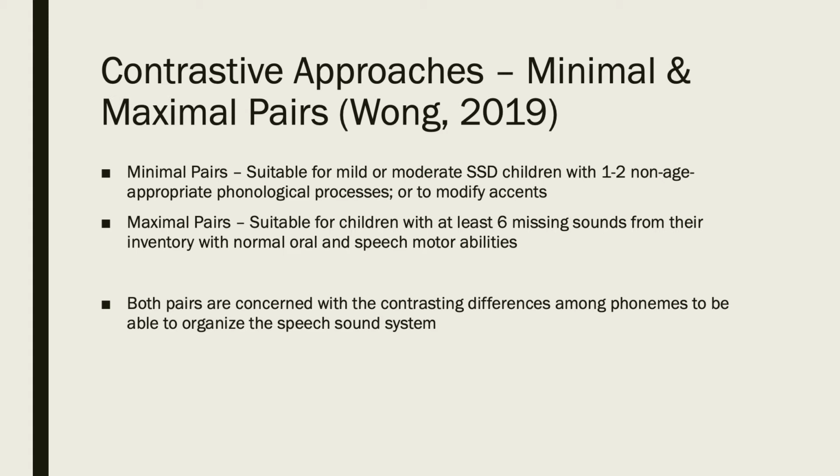And then the maximal pairs are suitable for children with at least 6 missing sounds from their inventory with normal oral and speech motor abilities. Both pairs are concerned with contrasting differences among the phonemes to be able to organize the speech sound. So these two pairs, or this approach, really stood out to me because it shows how it could be applied to the younger ages if you look at the maximal pairs, or it can be applied to the older ages, such as the minimal pairs, like how it could be working on adults, or even young adults, that are trying to modify their accents.